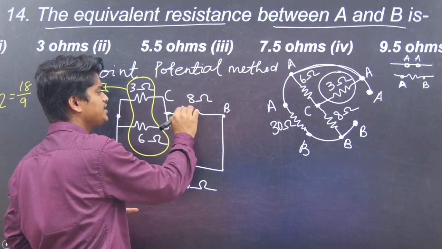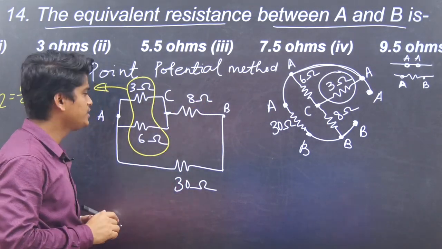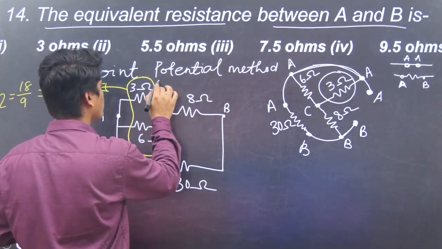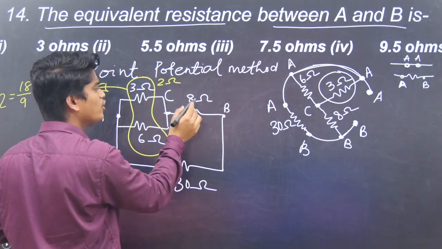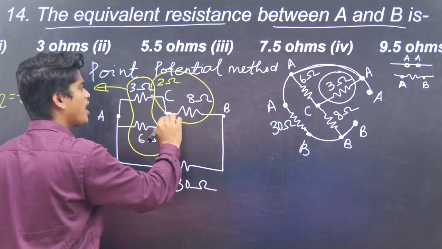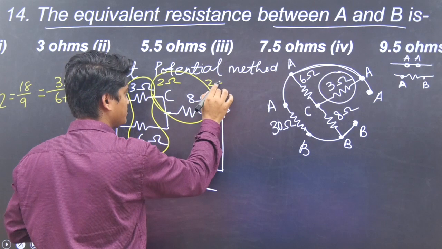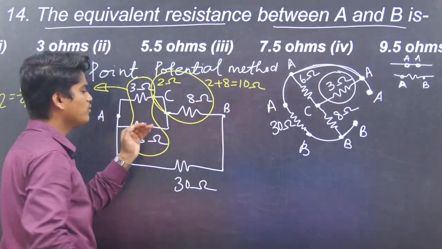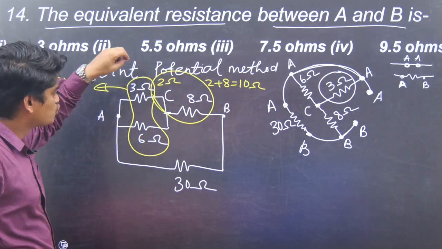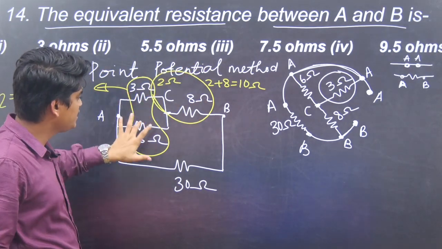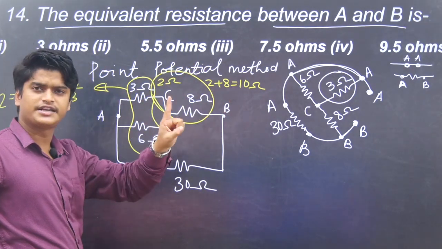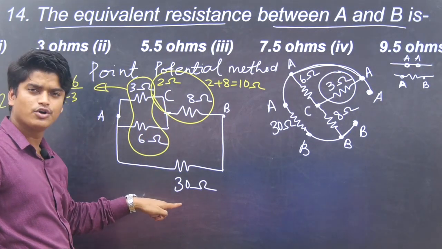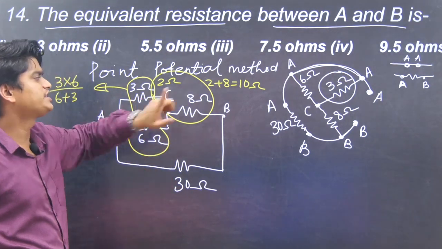Now 2 is in series with what? 8 ohm. If a 2 ohm resistor is in series with 8 ohm, then the total equivalent will come how much? 2 plus 8, because resistors are added in series, so it will come 10 ohm. So this branch, instead of 3, 6, 8, I can write only the answer 10 ohm, and down I have 30 ohm which is parallel to this 10 ohm.